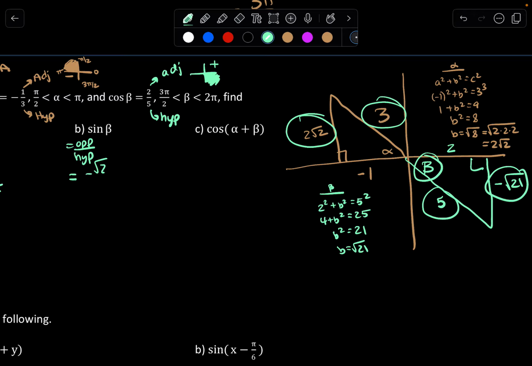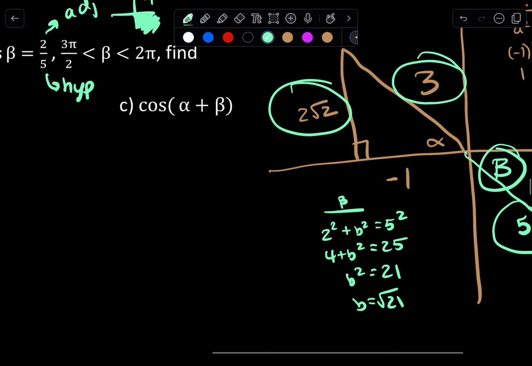Now for C, cosine of alpha plus beta. A common misconception is that people will try, oh, let's do cosine alpha plus cosine beta. Oh, cool, they already gave that to us. It's that misunderstanding that alpha and beta are inputs for cosine. They are not their own entities.